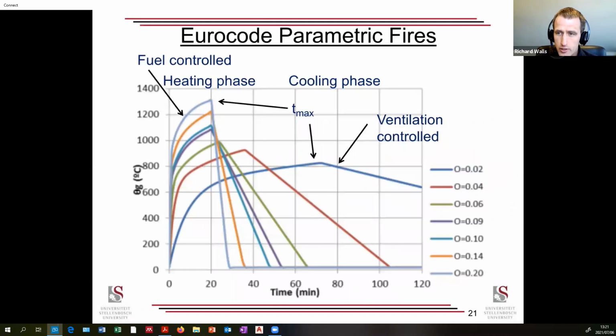So there are curves that have been developed to try capture that. For instance, you've got your Eurocode parametric curves, where you have a heating phase and then a cooling phase based on the geometry, based on the ventilation, based on the fuel load.